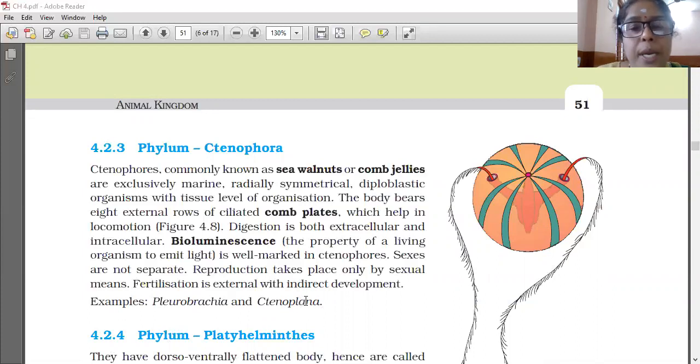You have to learn the examples by heart. A question will be asked in such a way as: write the characteristics of the phylum to which Pleurobrachia belongs. Like that it will be asked. Then you have to identify that it is Ctenophora only.